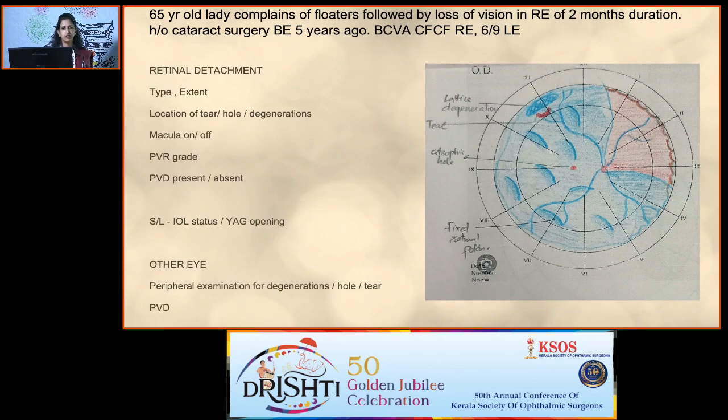You need to tell about the type, the extent, location of the tear and hole, any other degenerations present, if the macula is on or off, if there is a PVR present, the grade of the PVR, and PVD, if it is present or absent. On the slit lamp, look at the IOL status, which may indicate a turbulent cataract surgery, any YAG capsulotomy that has been done, and in the other eye, look for peripheral degenerations, hole, tear, or PVD.